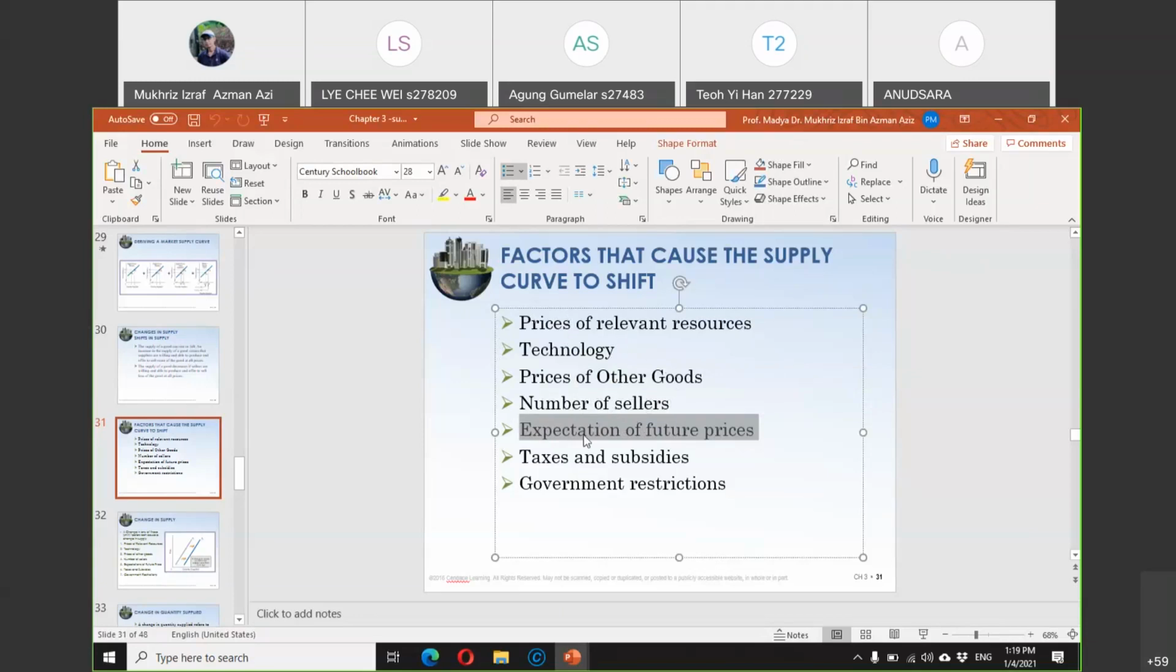Tax and subsidy from the government, government restriction like quota. Limitation meaning, for example, the government restricts one seller to only sell a certain number of items. So that can also change the amount of supply available in the market.